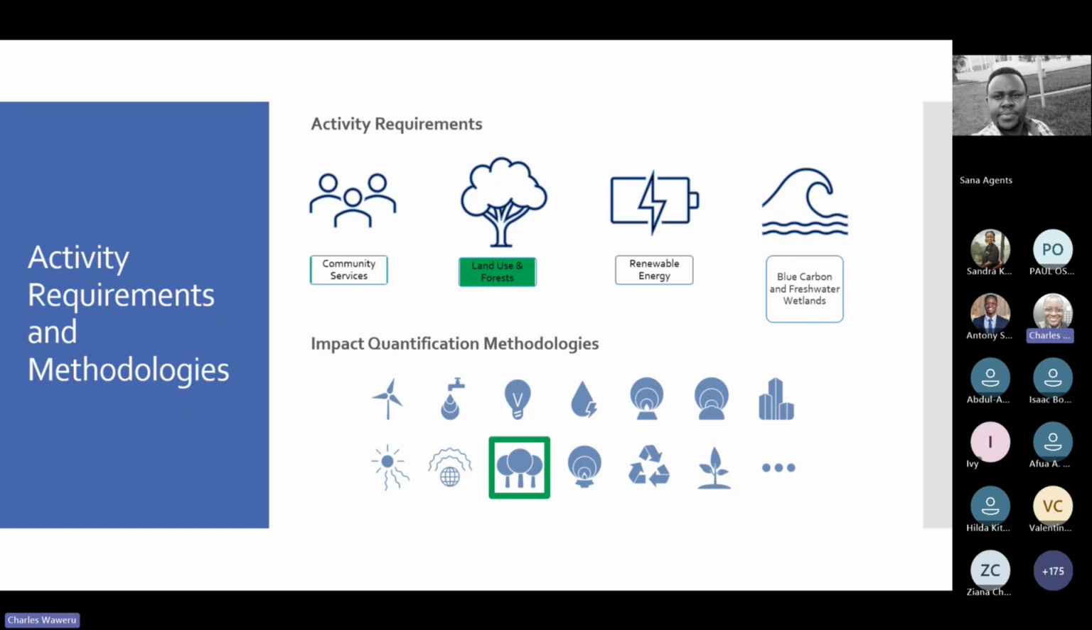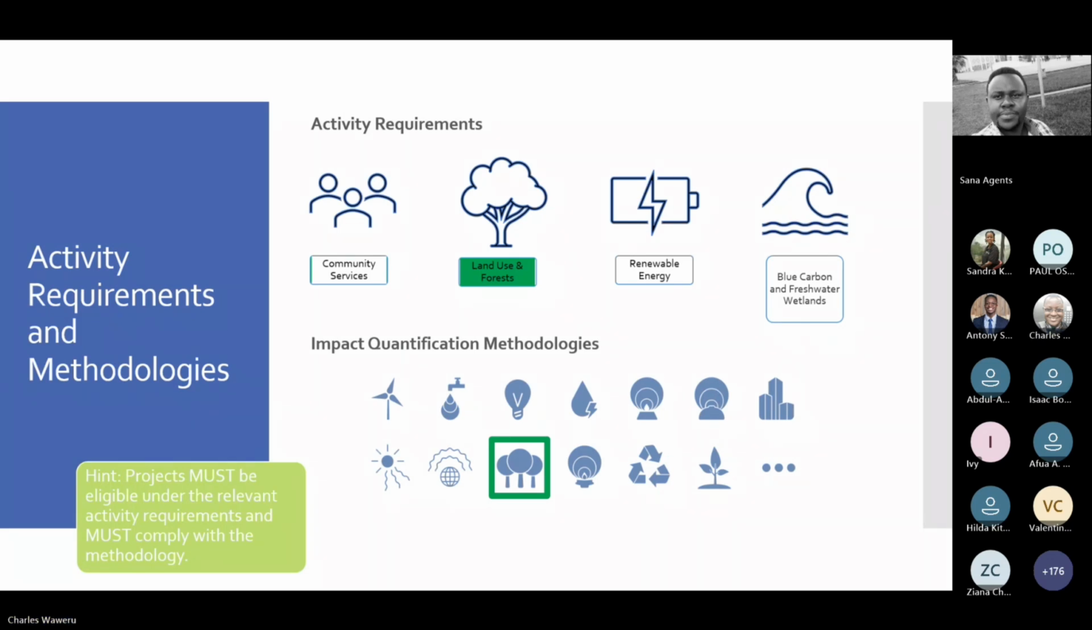Like I said, the beauty of all these methodologies is that they tell you everything and anything you need to know with respect to developing your projects in terms of how you quantify emissions reduction, how you account for leakage, how you do your on-time reporting notification, how you do your baseline study.